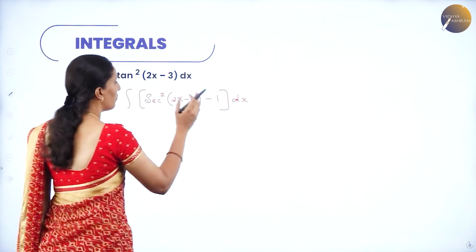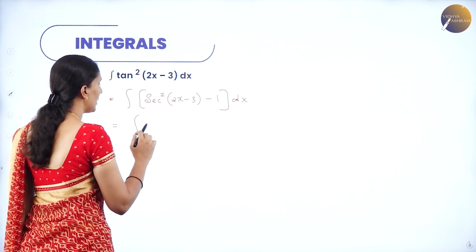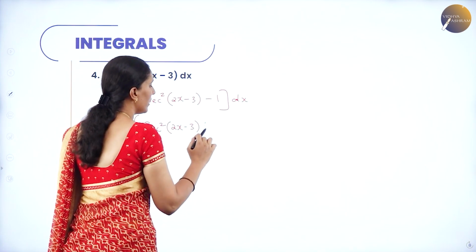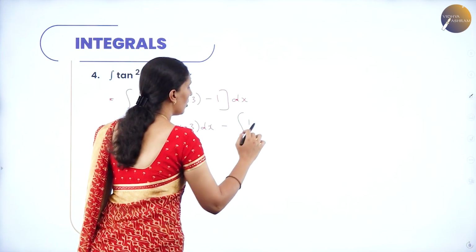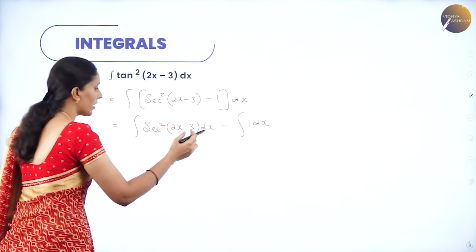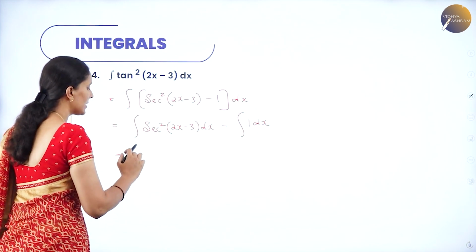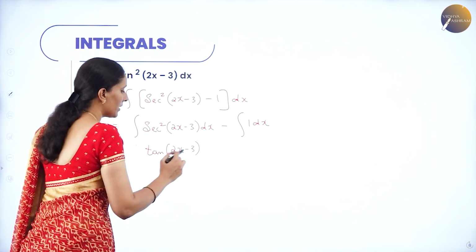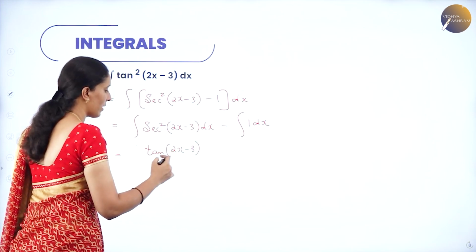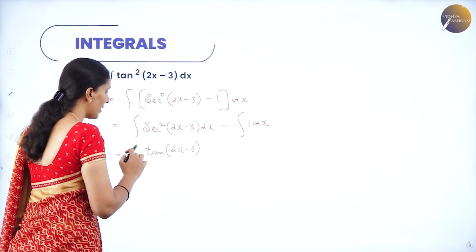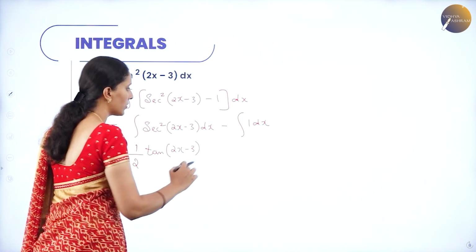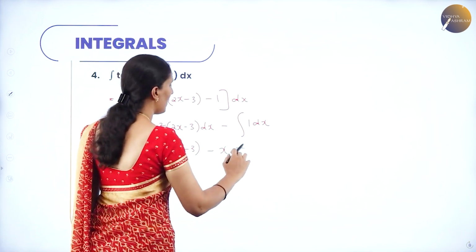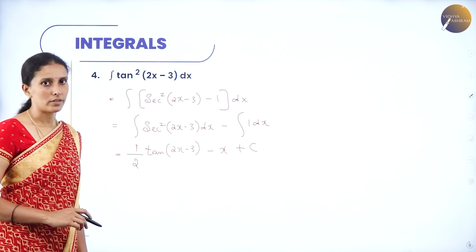Now, we have two functions. Apply the integral separately. So, it becomes integral of secant square 2x minus 3 dx minus integral of 1 dx. So, what is secant square integral? It is tan. So, therefore, it is tan 2x minus 3. But this is in the form of ax plus b or ax minus b, so you have to multiply by 1 divided by a. So, it is 1 by 2 tan 2x minus 3 minus, what is integral of dx? It is x plus c, the integral constant.